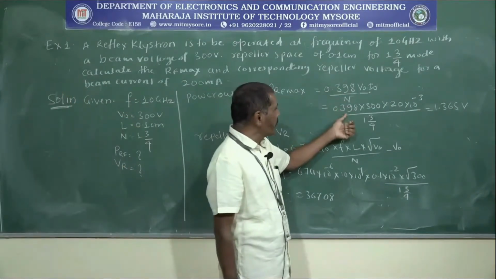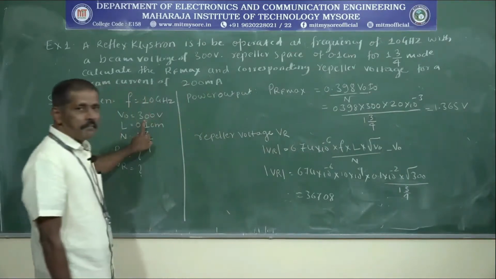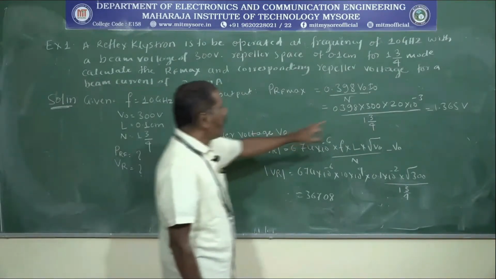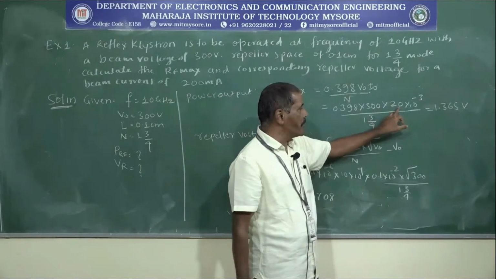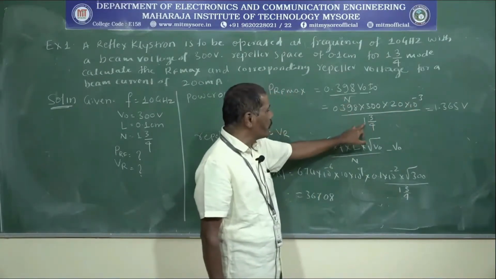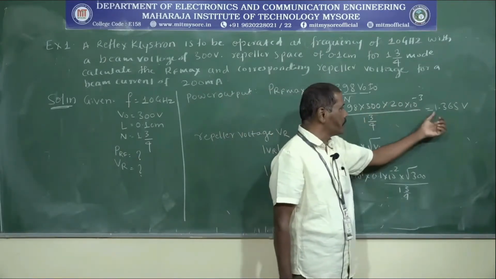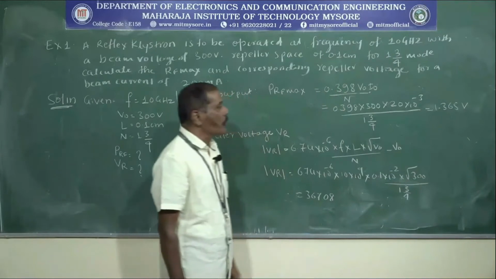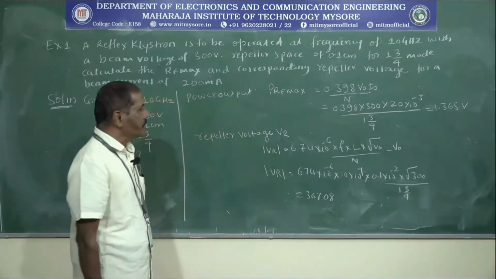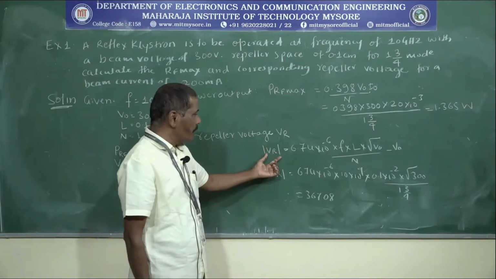Now 0.398, V0 is given as 300, and I0 is given as 200 milliamperes, that is 200 into 10 to the power of minus 3, and the mode is given as 1 3/4. If you simplify this, you will get the value as 1.36 volts. This is the equation which was used to calculate the repeller voltage.